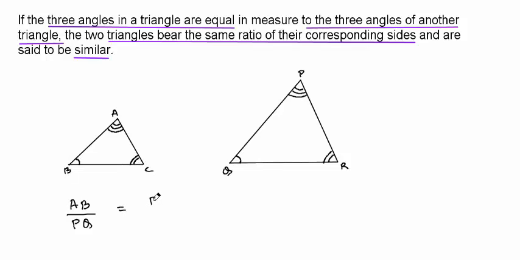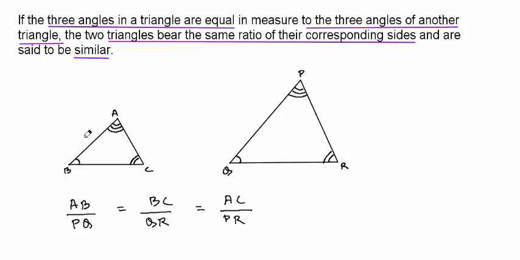BC over QR, and then that is equal to the ratio of AC, the third side, having the angles A and C, to this side PR on the larger triangle, having angle P which is congruent to angle A and angle R which is congruent to angle C.